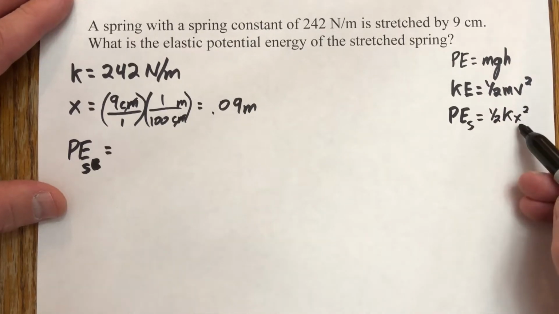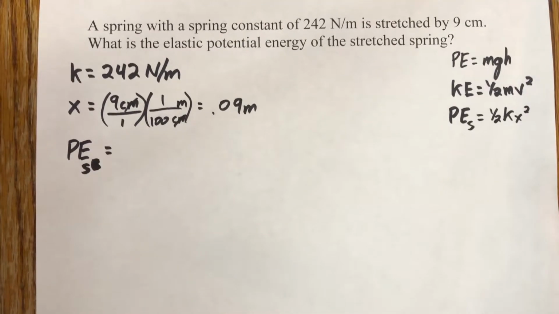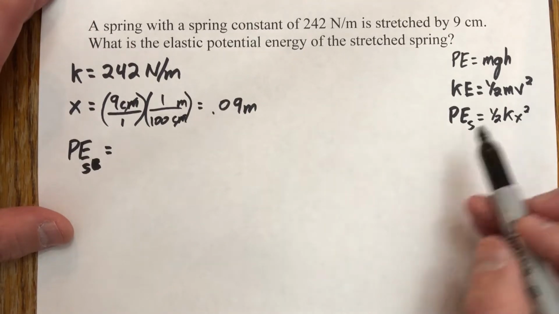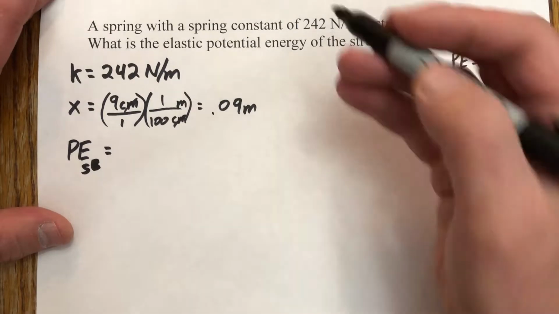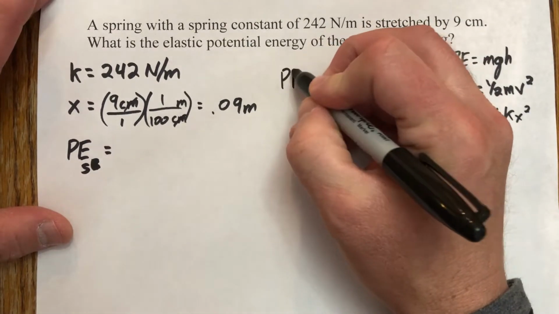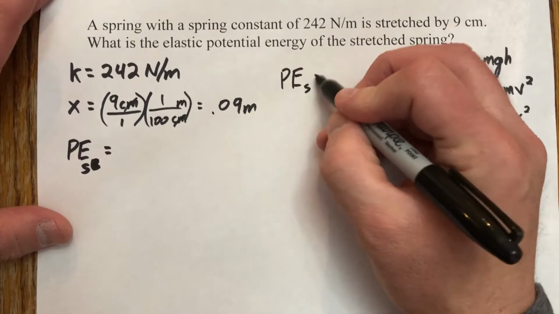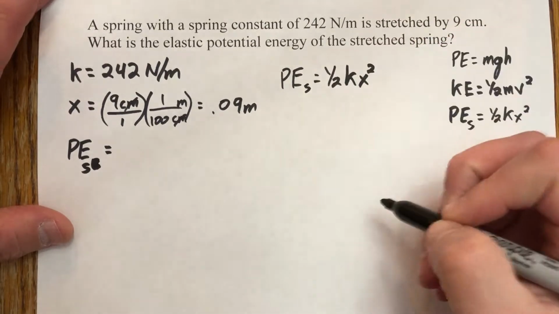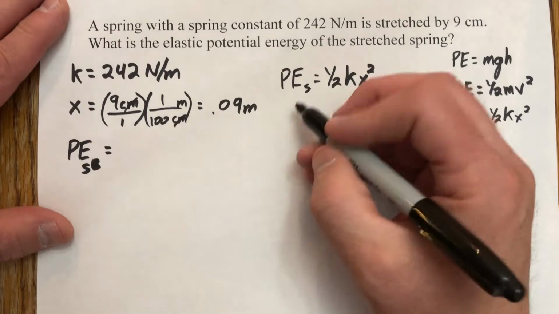squared, where x is the distance the spring is stretched or possibly compressed. K is the spring constant. So this is a straightforward question. I'm just going to plug that right in here. So I write the equation again. This helps me to become confident with it. It also helps me to memorize it. And I just plug in the numbers.